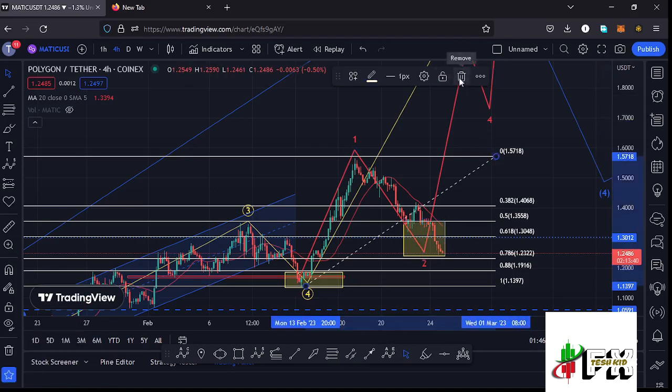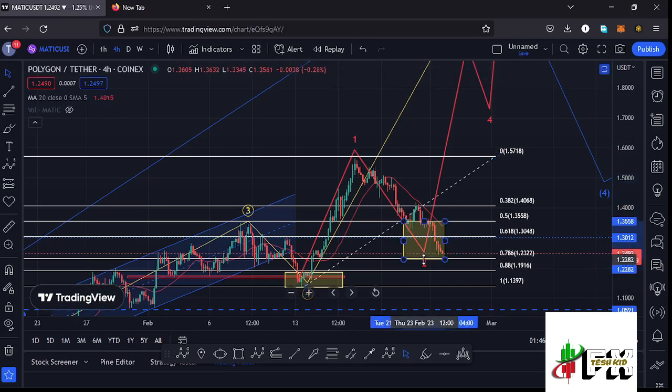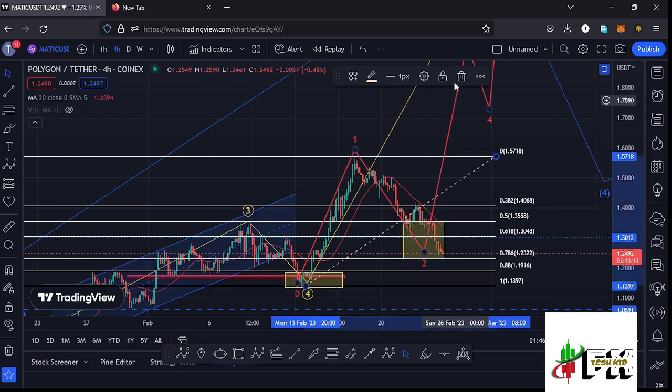So in case the breakdown continues, the next key area that I'm watching is the fib level 0.78, which lies at around the $1.2322 mark, and also the fib level 0.88, which lies at around the $1.1916 mark. So we need to continue holding within that yellow target area, and in case we lose that target area, then there are chances of coming to an invalidation point of this Elliott wave structure that we have right here.